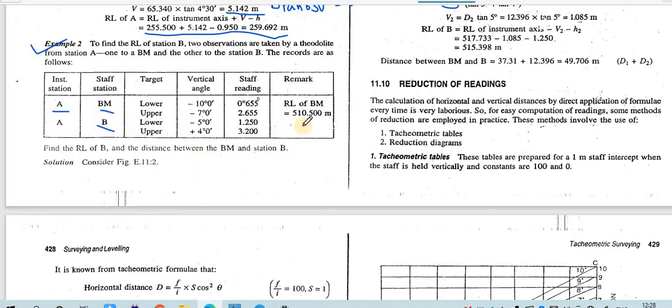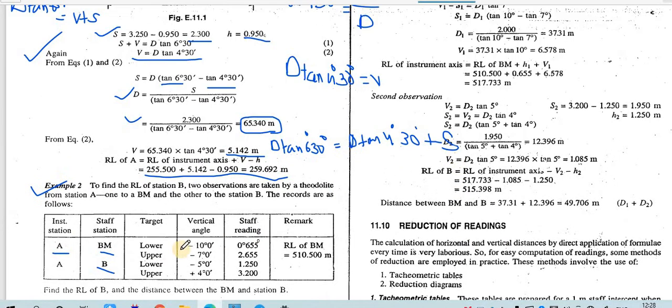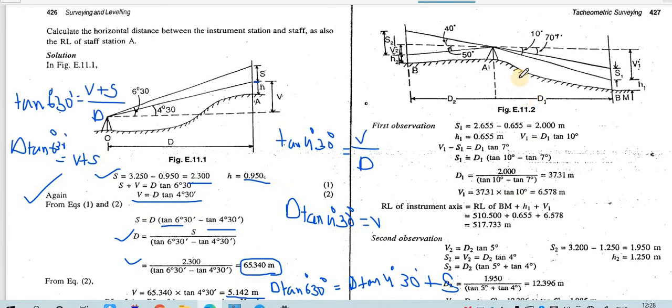First we need to draw the diagram based on this. The first reading has been taken on the benchmark. Both are coming minus, that means it is on sloping ground. This is the instrument, and both angles are on the downward side, minus. So we'll write this 7 degree, this 10 degree. For the benchmark, the bottom reading will be V, this is total S, and from the bottom to the ground will be H1. So first we are considering all the terms as H1, S1, and V1.